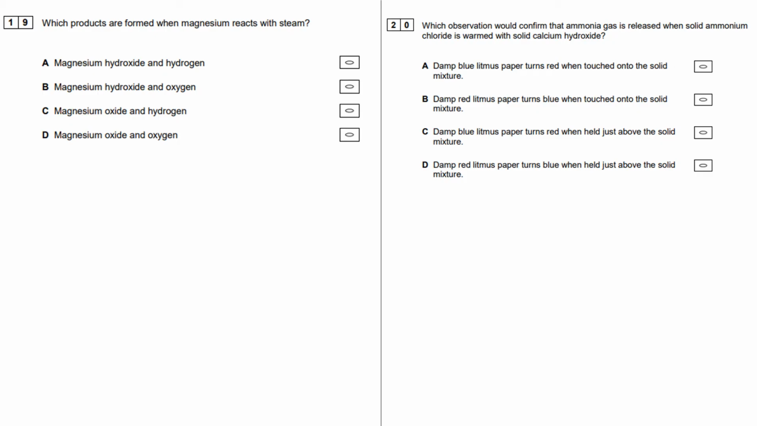Question 19. Which of these products are formed when magnesium reacts with steam? Just like the previous question, this is a reaction that you need to learn from the specification, specifically from the Group 2 topic. You will have learnt the observations for this. You may have seen this done as a demonstration. When magnesium reacts with gaseous water or steam, it produces a white powder, which is magnesium oxide. It burns with a bright white light, and it produces hydrogen gas as well. So magnesium oxide and hydrogen are produced.